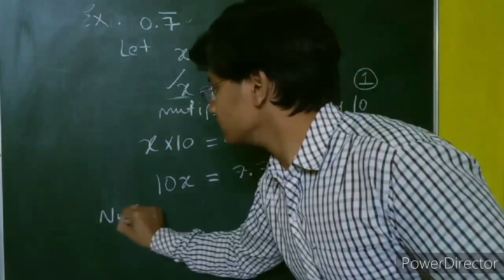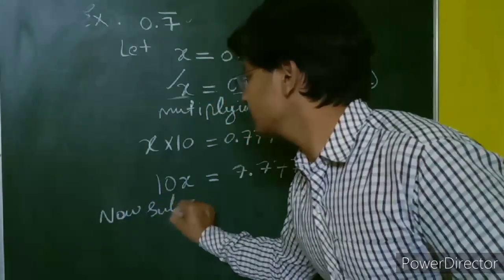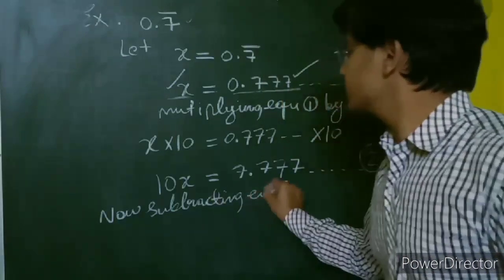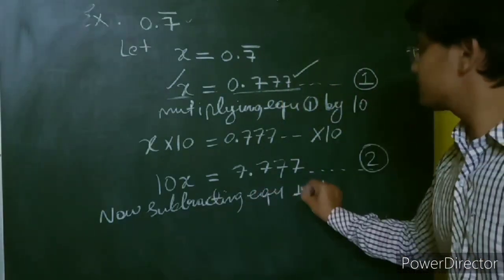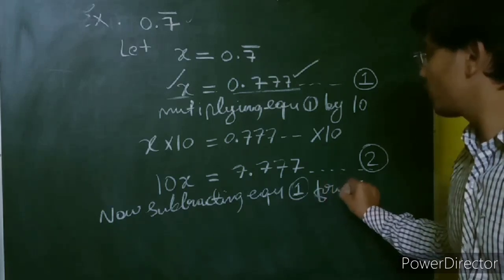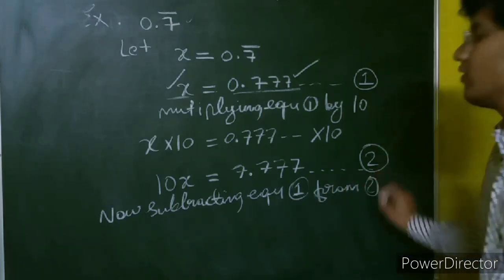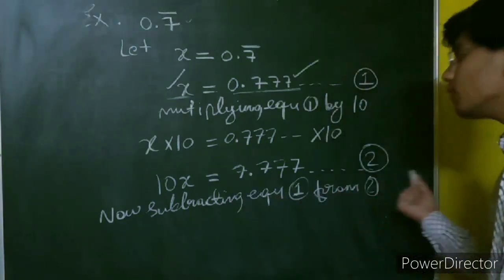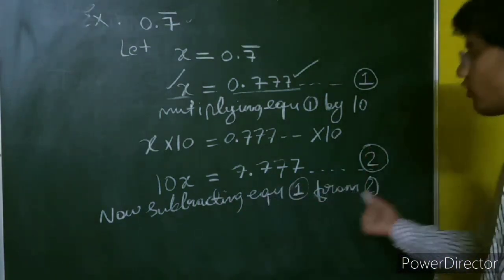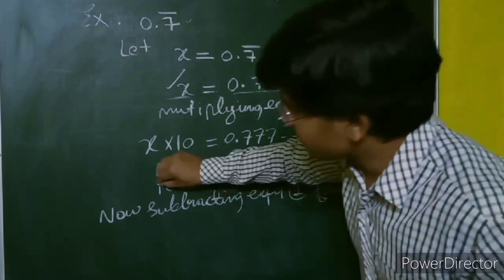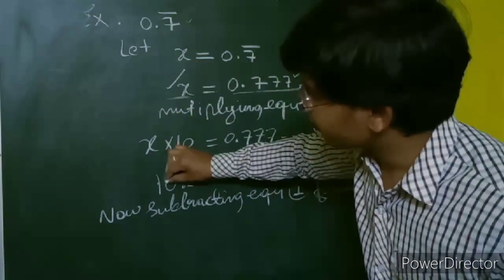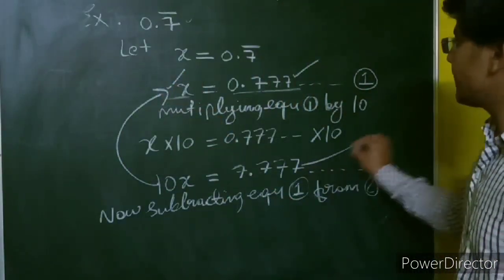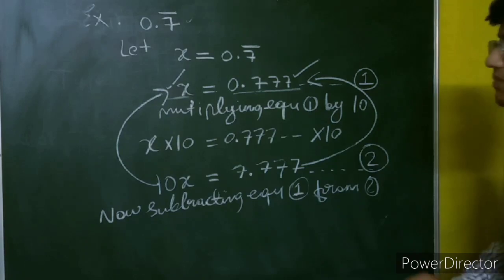Now, subtracting equation first from second, what we are going to do? We are going to subtract equation first from second. This equation we will subtract from this. So the left part and the right part we will subtract.